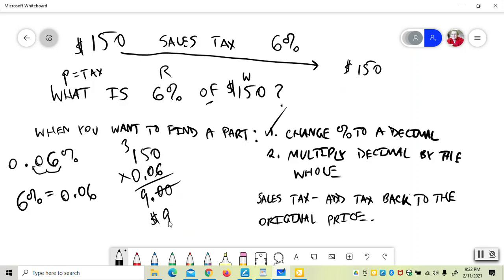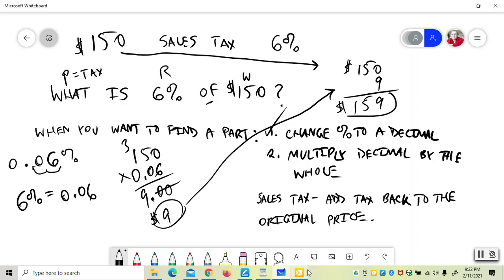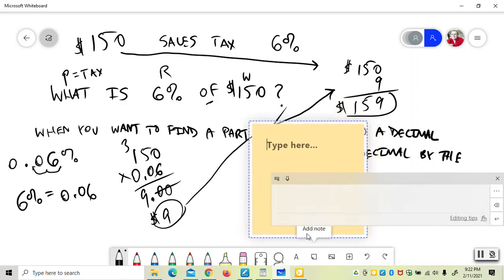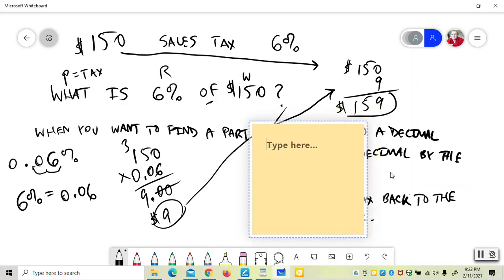I take the sales tax and I add it, and there's no need to put the cents in since it's not given. So this is my final price, including tax, $159. So that's really it. It's as simple as that.